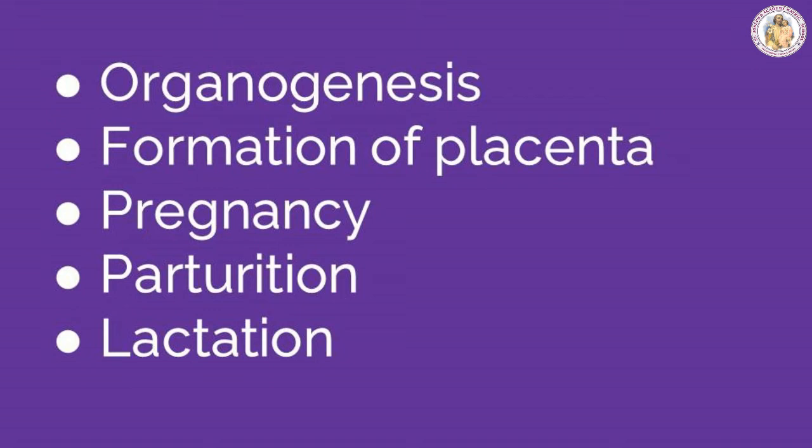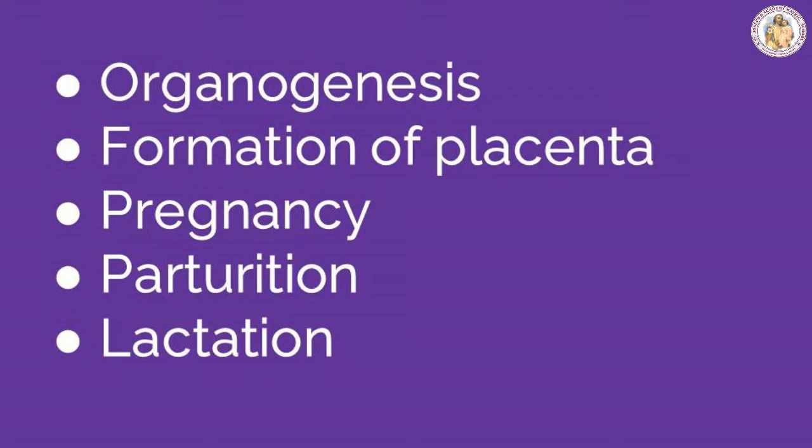Next is the formation of the placenta. It is a disc-shaped structure in the uterine wall with a temporary association with the developing embryo. The umbilical cord contains the blood vessels which connect to the placenta.